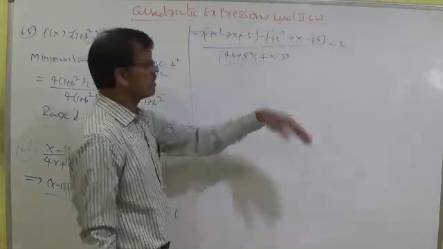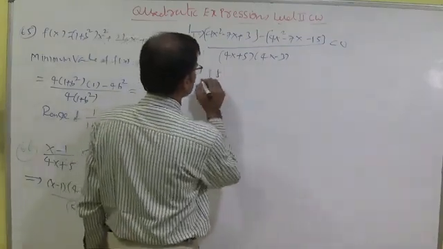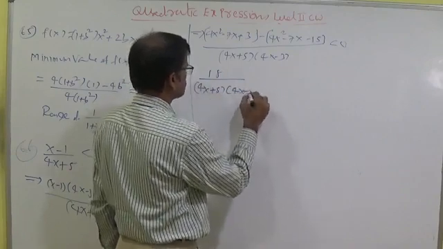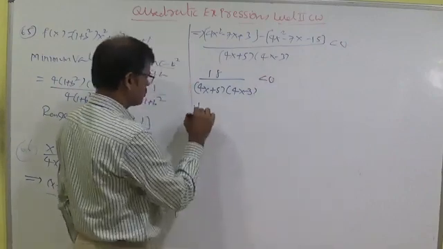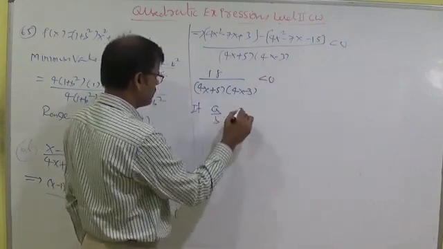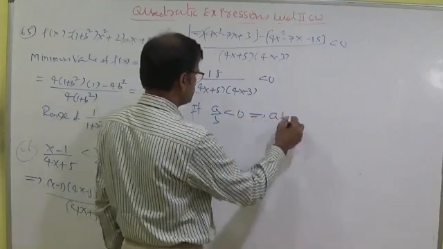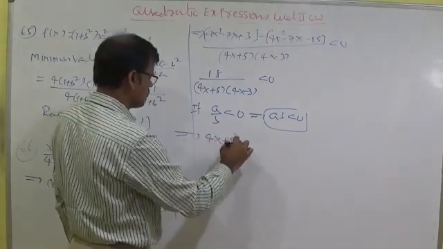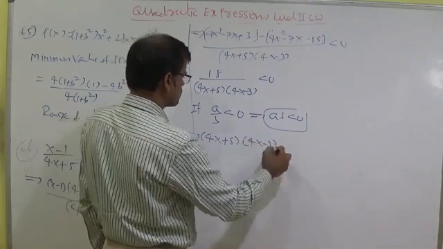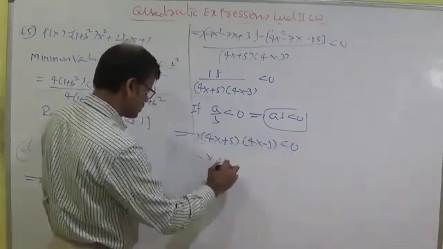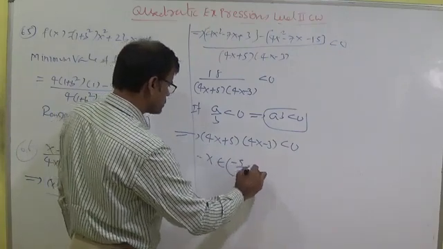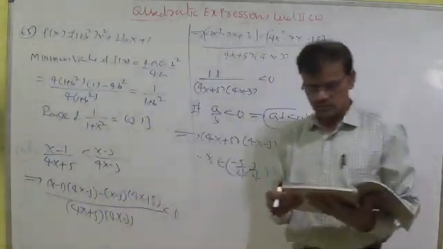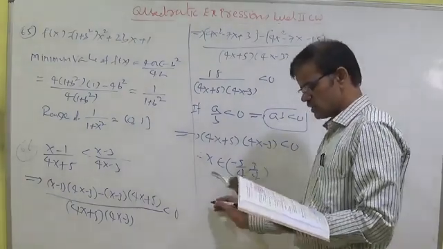4x² and 4x² get cancelled. 3 plus 15 becomes 18. So 18 / ((4x + 5)(4x − 3)) < 0. Use the formula: if a/b < 0, that implies a·b < 0. So dividing by 18, we can write (4x + 5)(4x − 3) < 0. Therefore, x belongs to the open interval (−5/4, 3/4). Option 3.